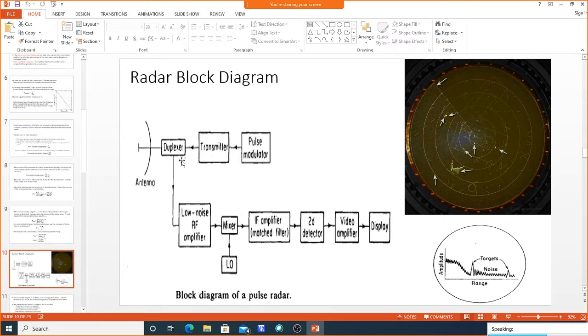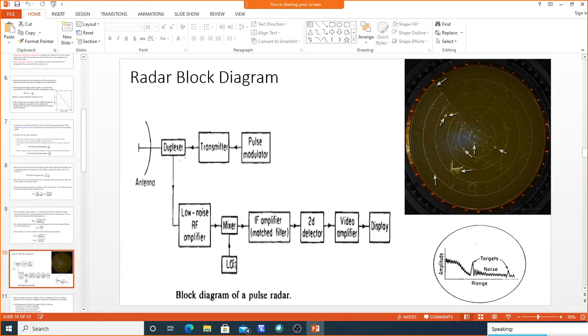Where it will have the first stage, the low noise RF amplifier. Generally, even in modern radars, they won't use a low noise amplifier, because the received signal itself will be more noisy. So directly they will convert the frequency to intermediate frequency and process the signal. A general superheterodyne receiver will have this low noise RF amplifier at the first stage of the receiver.